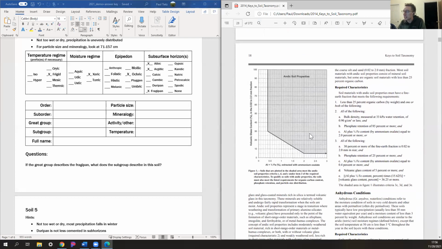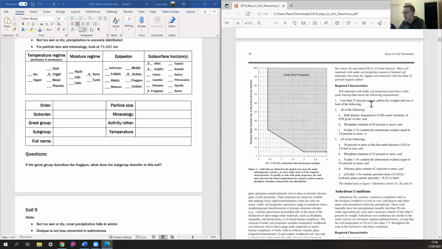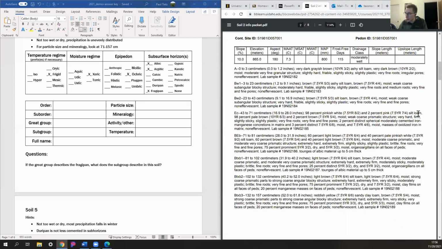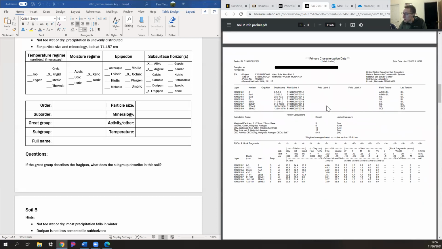Okay, so starting here, andic soil properties. This is an interesting figure that Jody showed you guys in lecture. So if the volcanic glass content here on the y-axis is high enough, along with the combination of aluminum plus half of the iron percentage, adds up to one of these numbers here, you can fall on andic soil properties. So less than 25% organic carbon, which is true for us. Let's look at our lab data, have that ready to go, because this is what this is all going to be about, right?